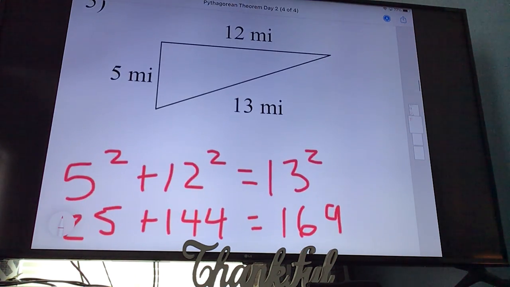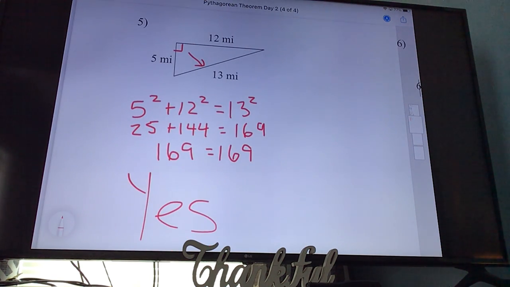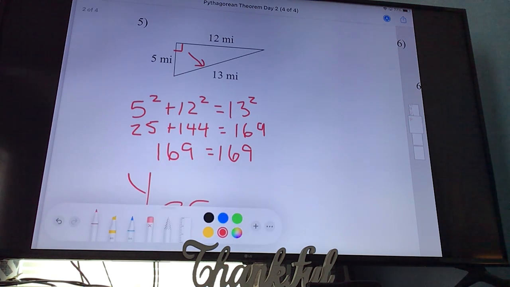Technically, you could actually draw the square now, and it has to be here because it's supposed to be across from the hypotenuse. Now you could draw that square and say, yes, it's for sure a right triangle, because we've checked it.